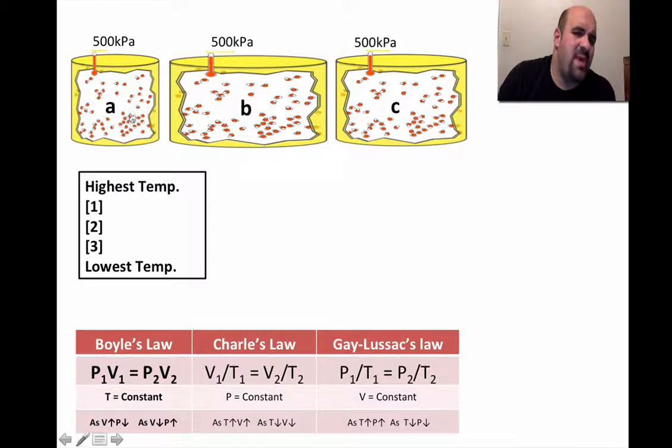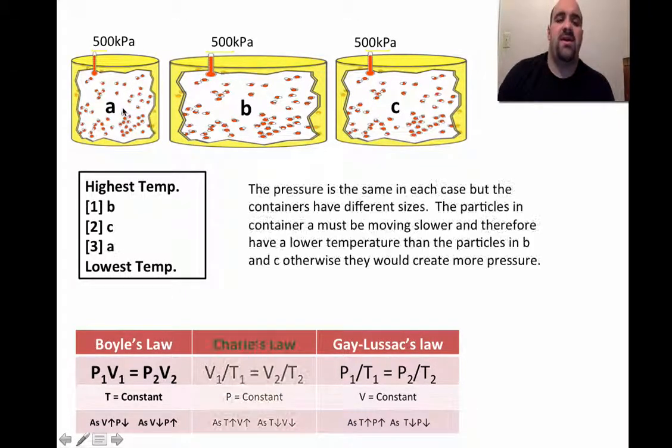This one can't have. If this one had the highest temperature, there'd be much more pressure in this one than in this one. This one, we can increase the temperature, the particles move faster, but there's so much space, there doesn't necessarily have to be more pressure than this one. So ranking these, again, is B, C, A. Containers have different sizes, and the particles in container A must be moving slower and have a lower temperature than the particles in B or C. Otherwise, it would be a lot more pressure.